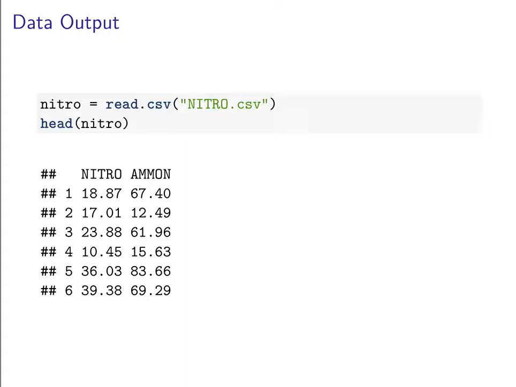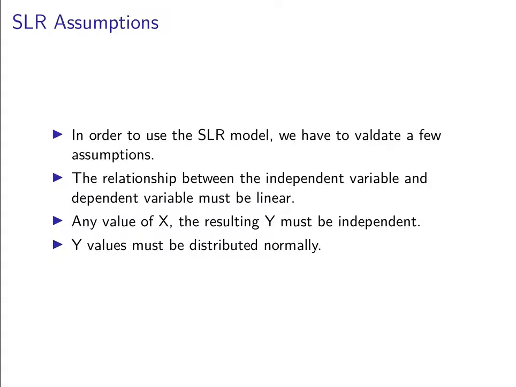And so, moving on. In order to use the SLR model, we have to validate a few assumptions. These are just a few though. The relationship between the independent variable x and the dependent variable y must be linear, so it has to show a straight or linear relationship in a plot. And any value of x and the resulting value of y must be independent. So basically, any unique value of x must have a unique value of y. And also the y values must be uniformly distributed, or distributed normally.